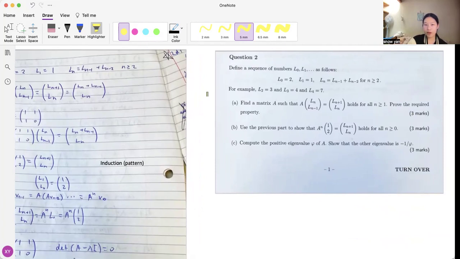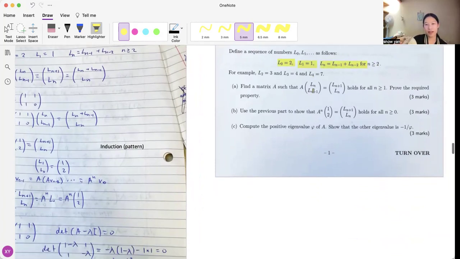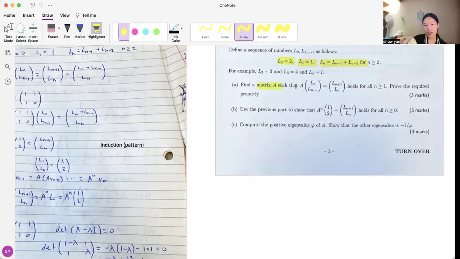Define a sequence of numbers L0, L1 as follows. So this is a typical recurrence question, kind of looks like Fibonacci to me, except it's different numbers. L0 is defined to be 2, L1 is 1, and Ln is Ln minus 1 plus Ln minus 2 for n greater than or equal to 2. Then they give us an example, we just add it up, we get that. So find a matrix A such that this equation holds for all n greater than or equal to this, and prove this property.